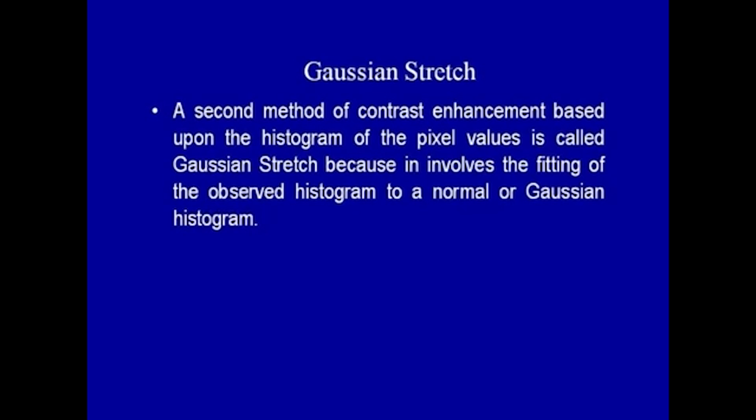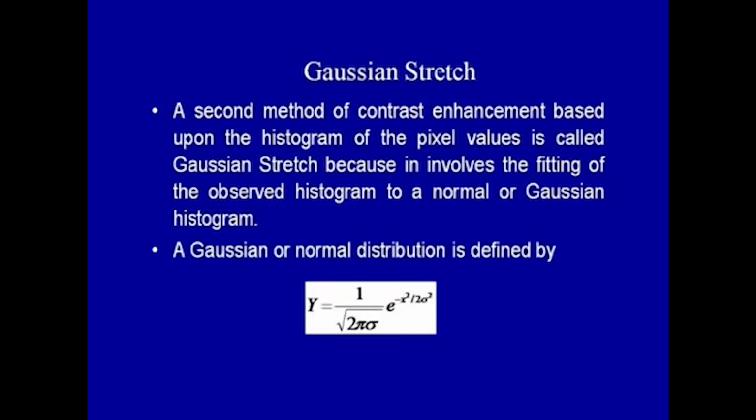Gaussian stretch method is based on fitting the observed histogram to a normal or a Gaussian histogram. A Gaussian or normal distribution can be defined by the relationship y is equal to 1 divided by under root of 2 pi sigma raised to the power minus x square divided by 2 sigma square, where sigma is nothing but the standard deviation of the information, and this has already been computed when the initial statistics was undertaken.